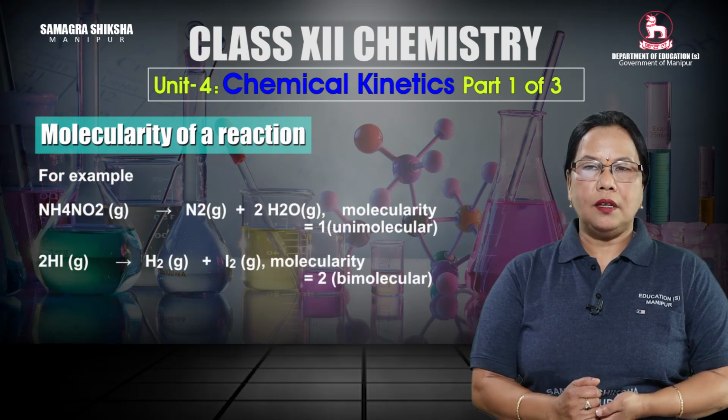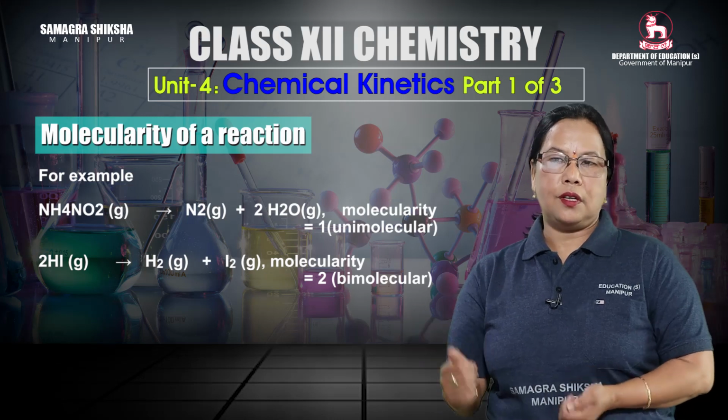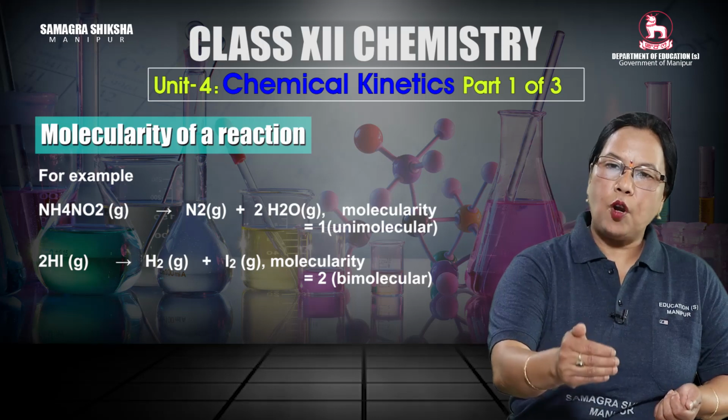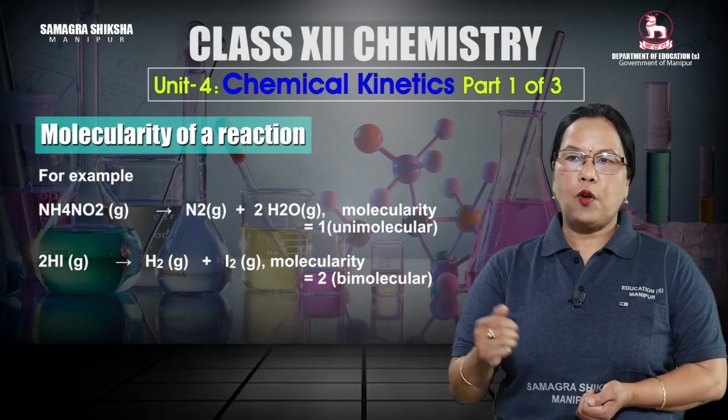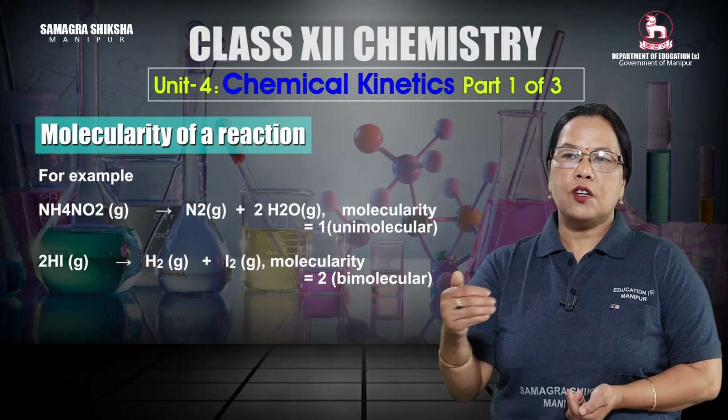Next reaction is the decomposition of hydrogen iodide into hydrogen and iodine. Here the number of moles of hydrogen iodide is 2, so the molecularity is bimolecular, molecularity equal to 2.